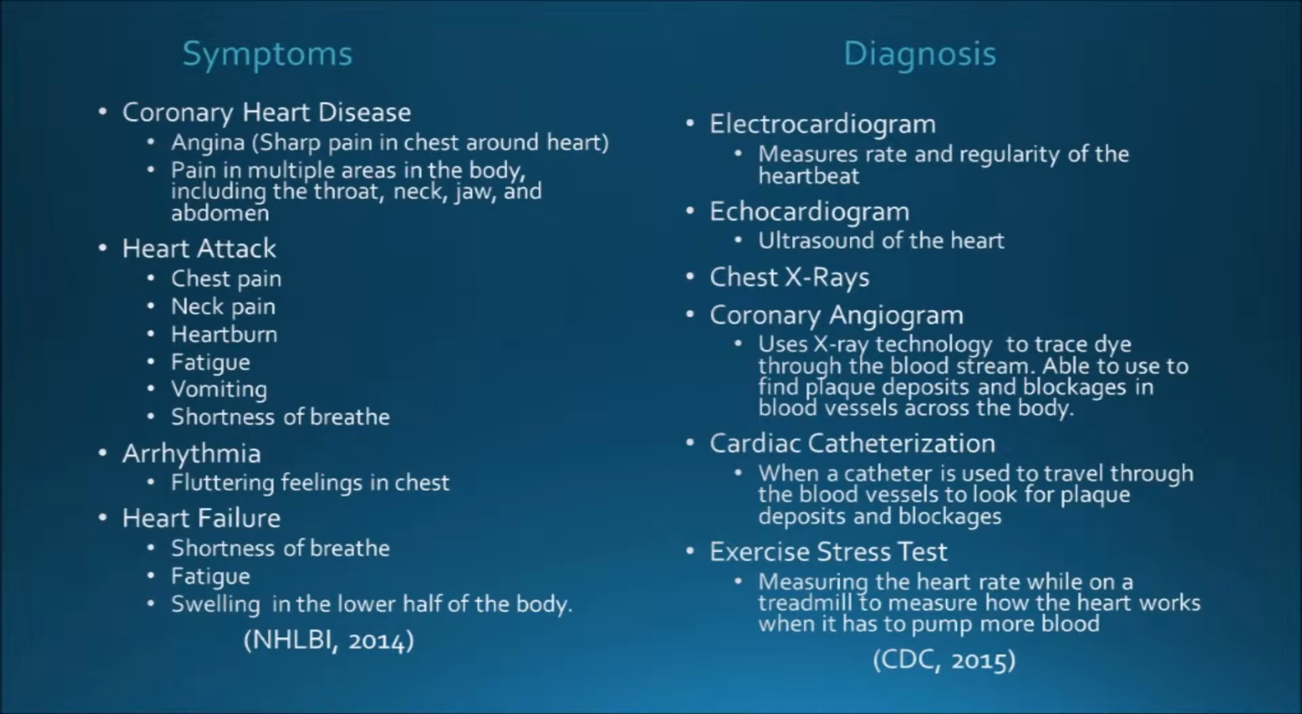There are many ways to diagnose heart disease. They include an electrocardiogram, which measures the rate and regularity of the heartbeat, an echocardiogram, which is an ultrasound of the heart, chest x-rays, and a coronary angiogram, which uses x-ray technology to trace dye through the bloodstream, able to find plaque deposits and blockages in blood vessels across the body. Cardiac catheterization is when a catheter is used to travel through the blood vessels to look for plaque deposits and blockages. And then there's the exercise stress test, which measures the heart rate while on a treadmill to measure how the heart works when it has to pump more blood.